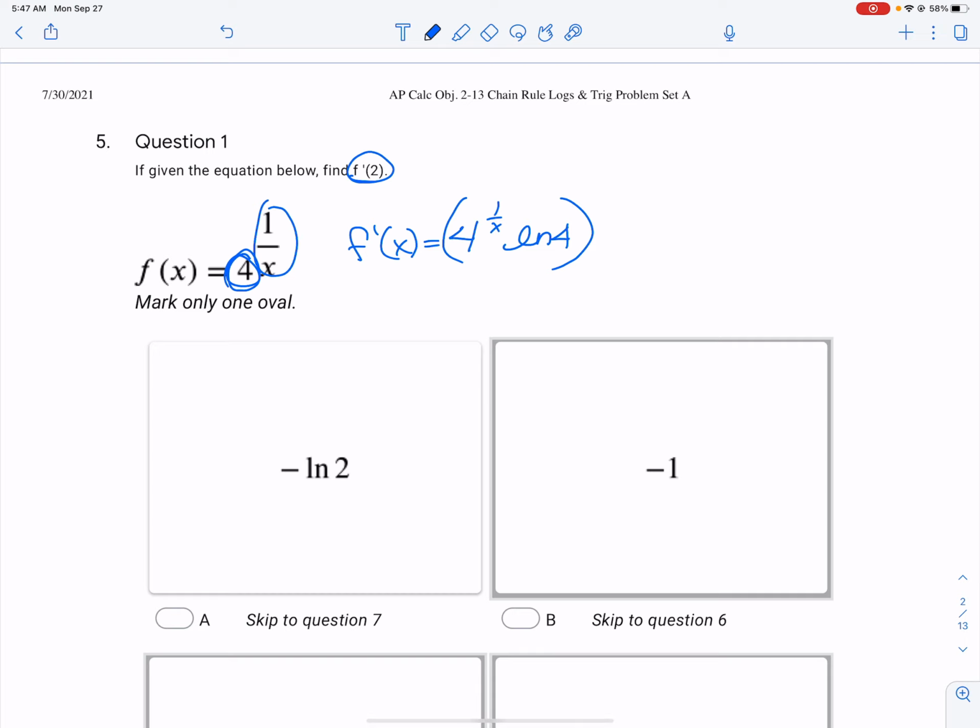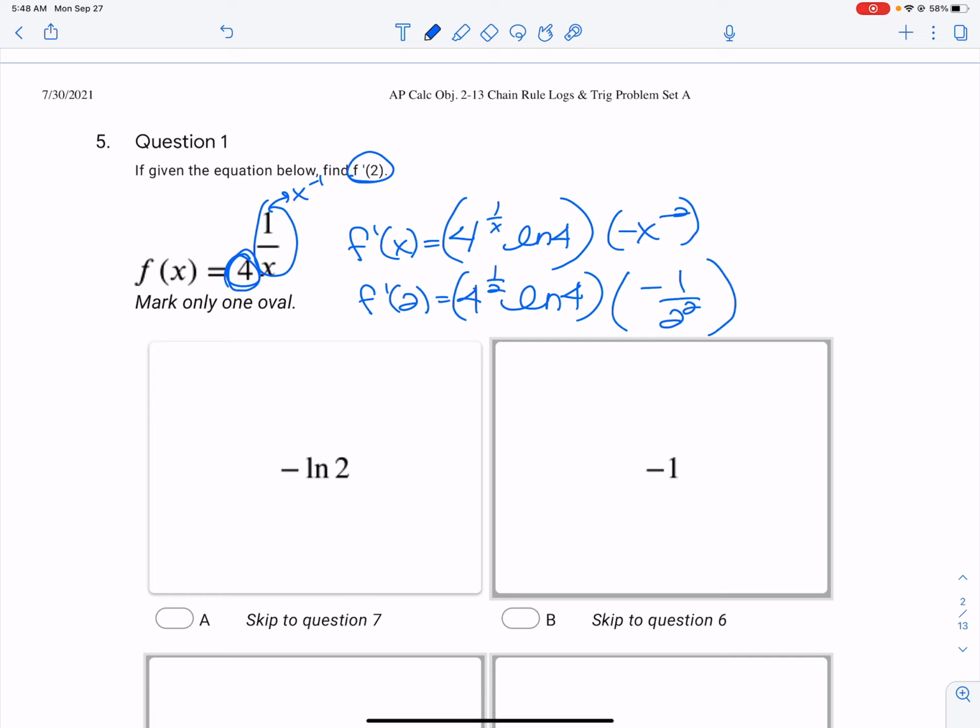Now I have to take the derivative of 1 over x, which is the same thing as x to the negative first power. So this is negative x to the negative second power. And then I want this evaluated at 2. So f prime of 2 is 4 to the 1/2 ln of 4 times negative 1 over 2 squared. So 4 to the 1/2 gives me 2, and then I am multiplying this by negative 1/4.